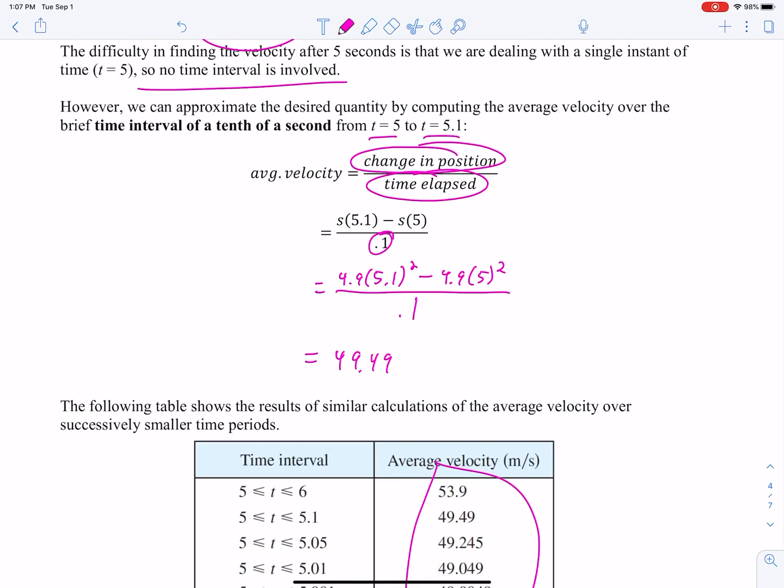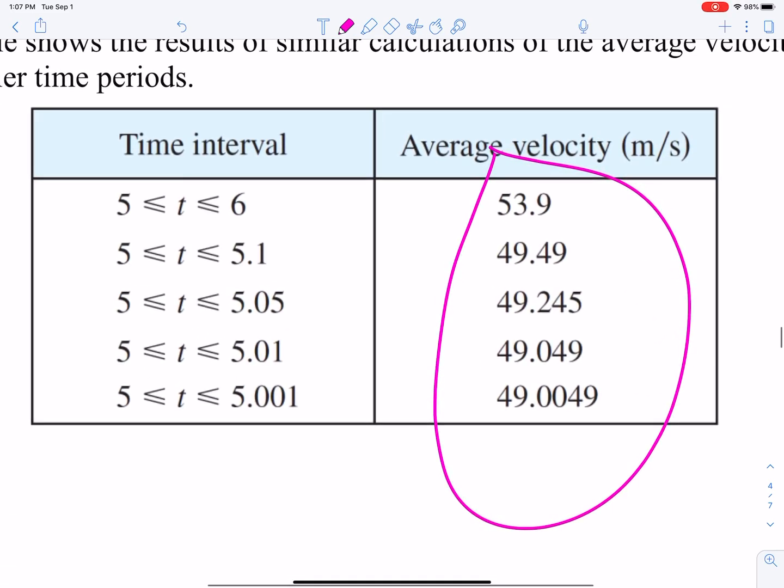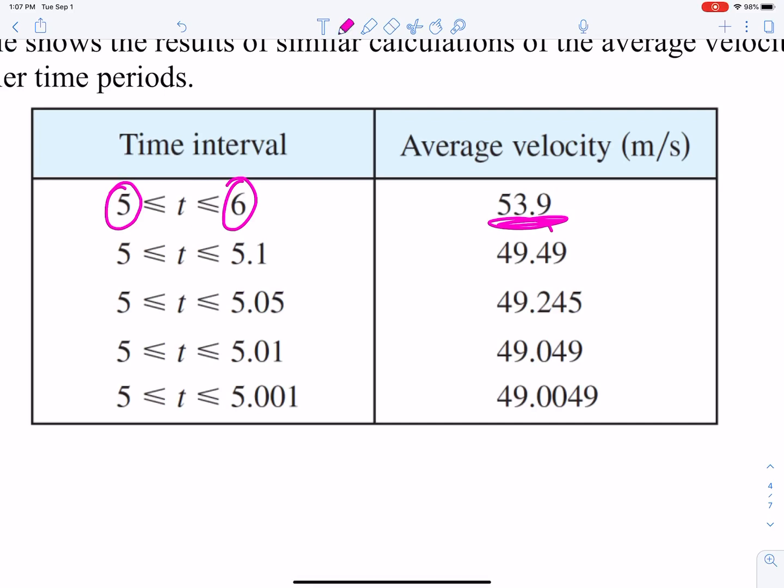But again, 0.1 seconds in the grand scheme of things, especially when you're talking about physics applications and calculations, is kind of infinite. It's huge. That's a big gap. So let's, as we did before, start bringing this gap closer and closer. First we'll look at 1 whole second, and we see the average velocity is 53.9, but again, in 1 second, a lot can change.